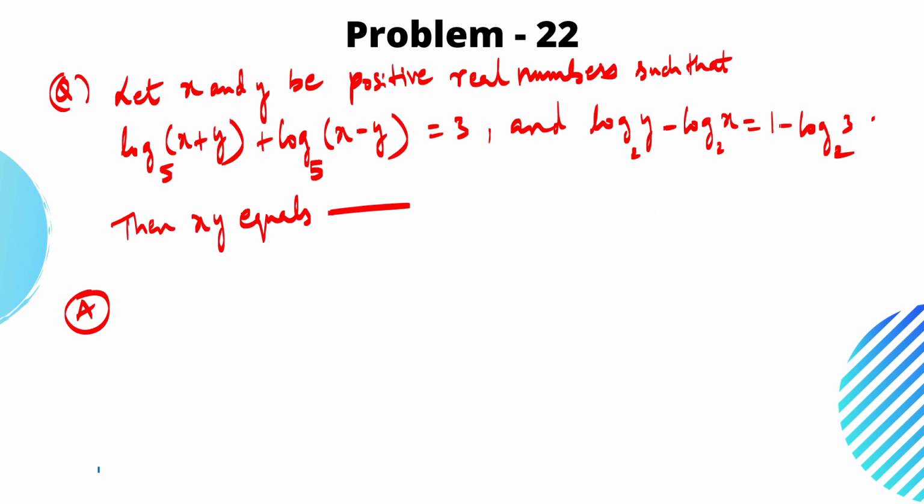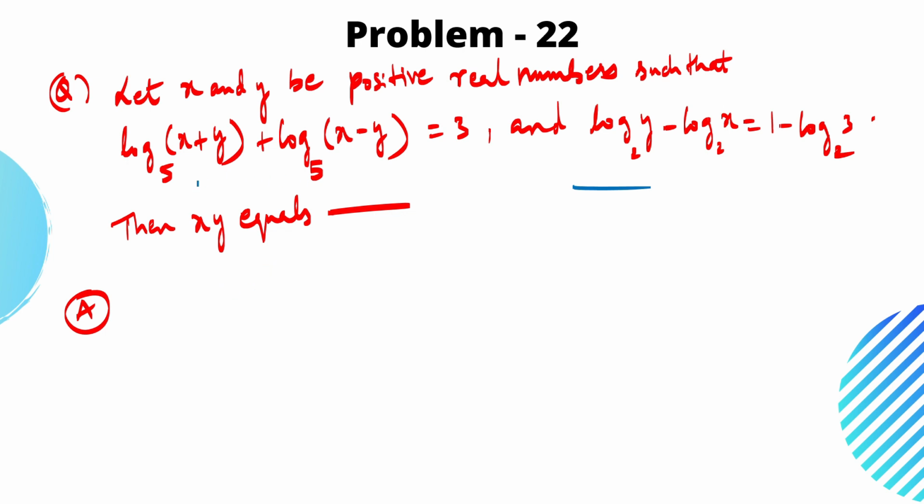Let x and y be the positive real numbers such that log x plus y to the base 5 plus log x minus y to the base 5 is equal to 3, and log y to the base 2 minus log x to the base 2 is equal to 1 minus log 3 to the base 2. Then x into y equals how much?